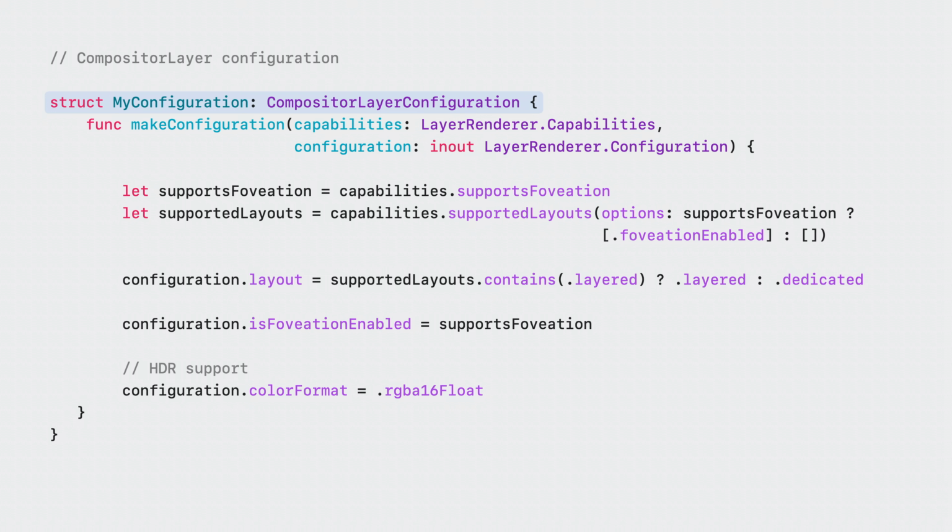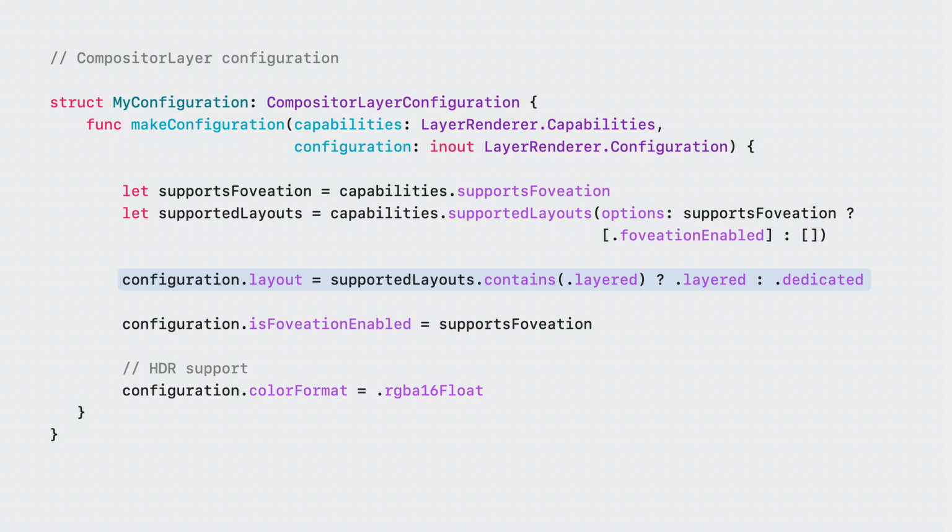To create a custom configuration in your application, start by defining a new type that conforms to the compositor layer configuration protocol. To conform to this protocol, add the makeConfiguration method. This method provides the layer capabilities and the configuration you can modify. To enable the three properties I mentioned before, first check if foveation is supported. Then, check what layouts are supported in this device. With this information, you can set a valid layout in the configuration.